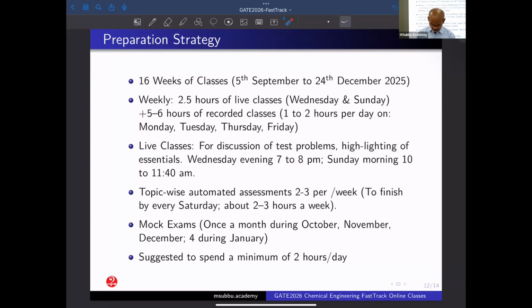And I'll be putting up automated tests. So far for the regular batch, some were taking the test and many haven't taken it, and from now on it is mandatory that they do the tests on a regular basis. Only then will their goal be attained. So we'll be putting up a minimum of 2 tests, sometimes 3 tests per week, and you are supposed to finish them by every Saturday. Only if you do the test will the classes be effective.